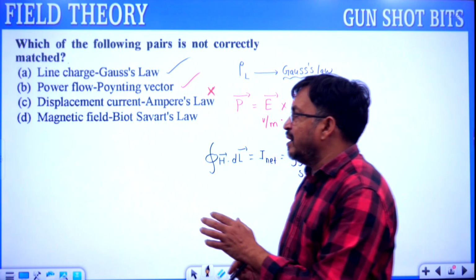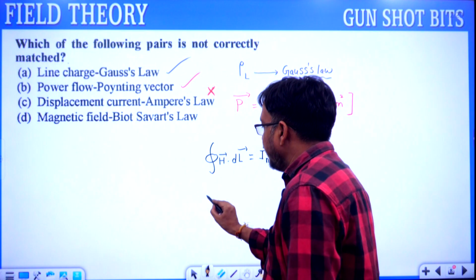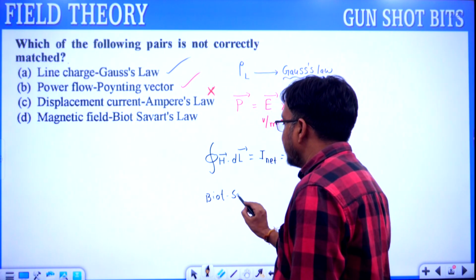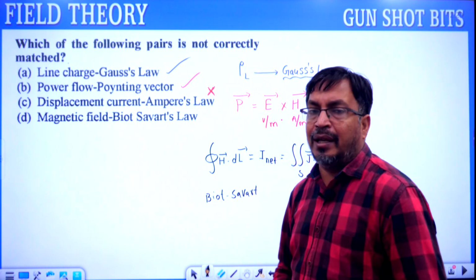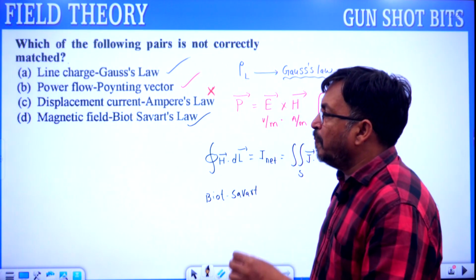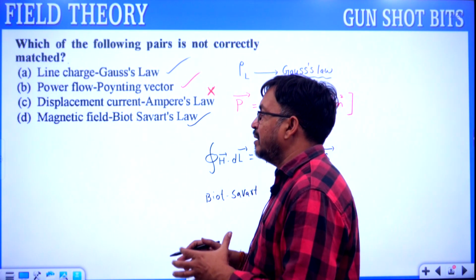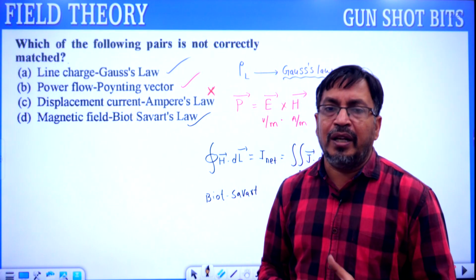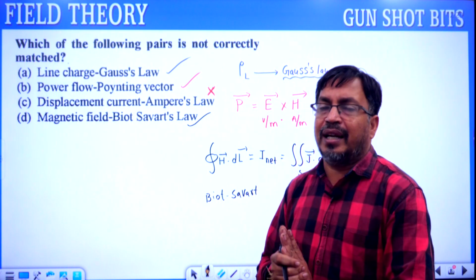And the last one, what is D? Magnetic field and Biot-Savart's law. Yes, by using Biot-Savart's law, we can determine magnetic field, either B or H. So, this is also a matched pair. Out of these 4 pairs, option C is not matched, because there we consider conduction current only, not displacement current. Option C is the correct answer here.